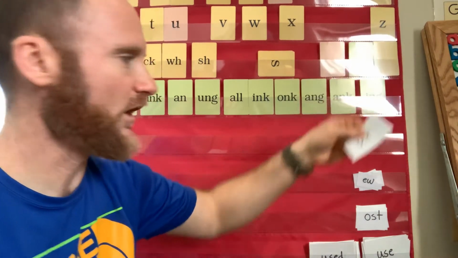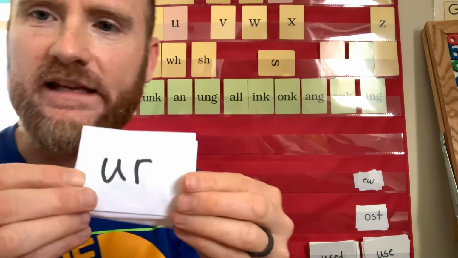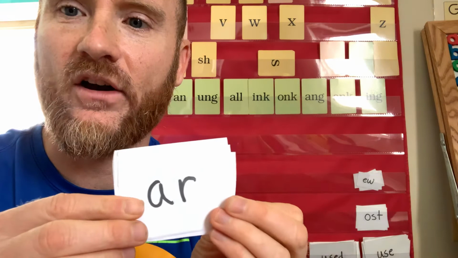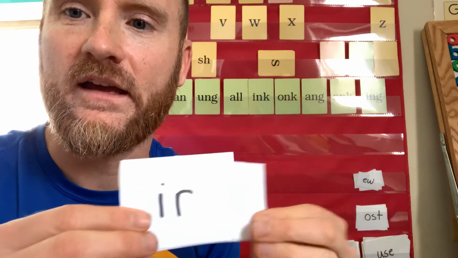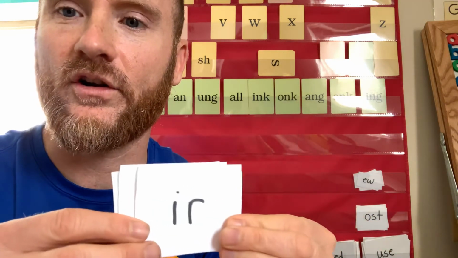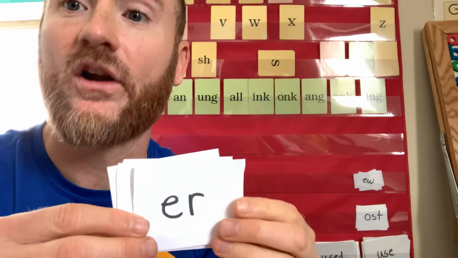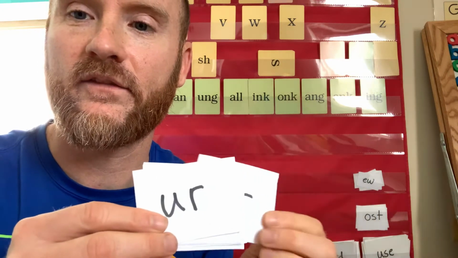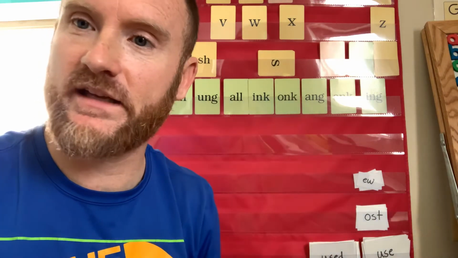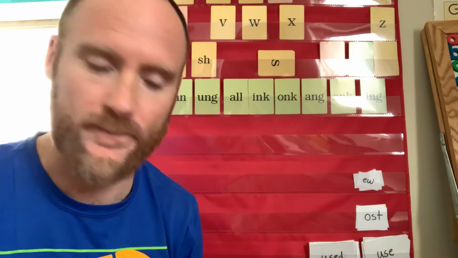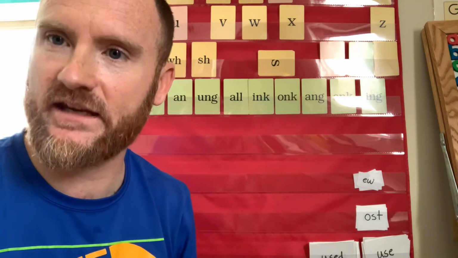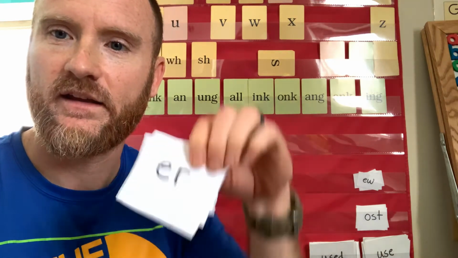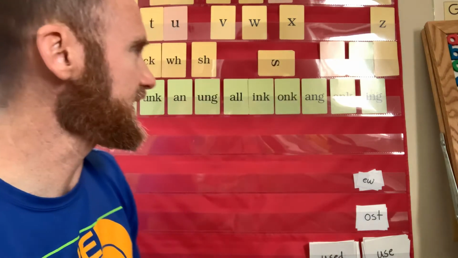Good. All right, R controlled vowels. Are you ready? What sounds do they make? AR, R, IR, ER, OR. And we're back to UR. There's three R controlled vowels that make the sound UR. One of them usually comes at the end of a word. Do you remember which R controlled vowel usually comes at the end of a word? ER usually comes at the end of a word.